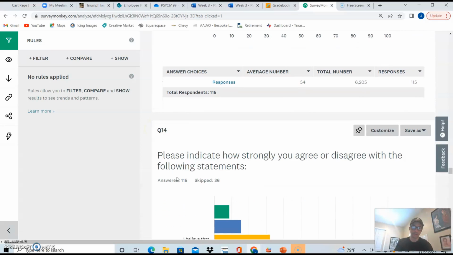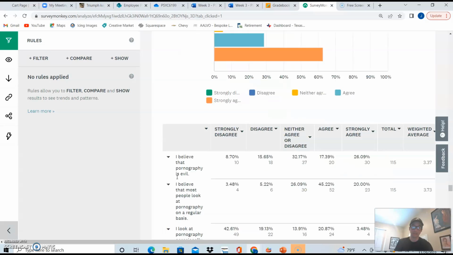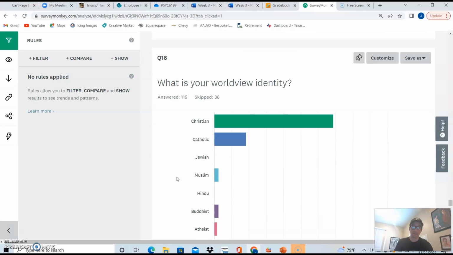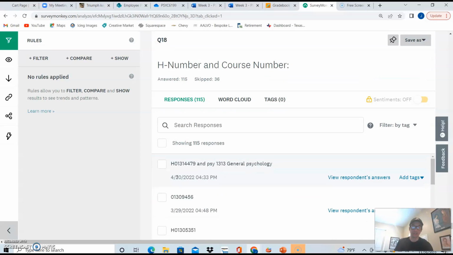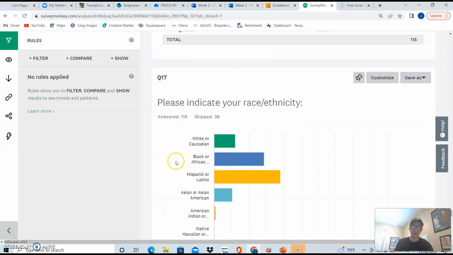So we'll go to the very last question here. 115, 115, race and ethnicity. There we go. So 115 was where we hit with the very last content question.